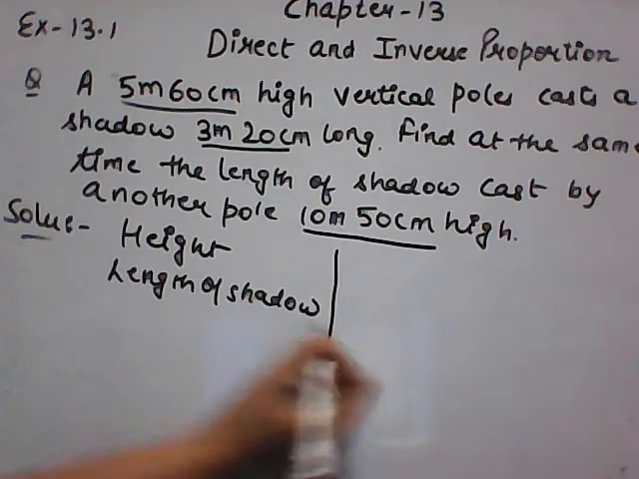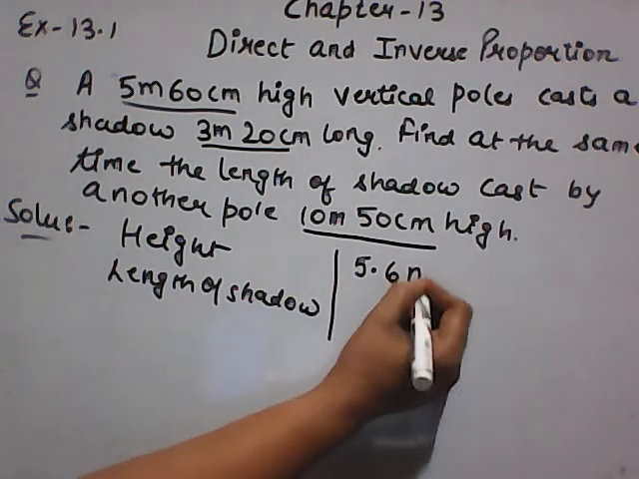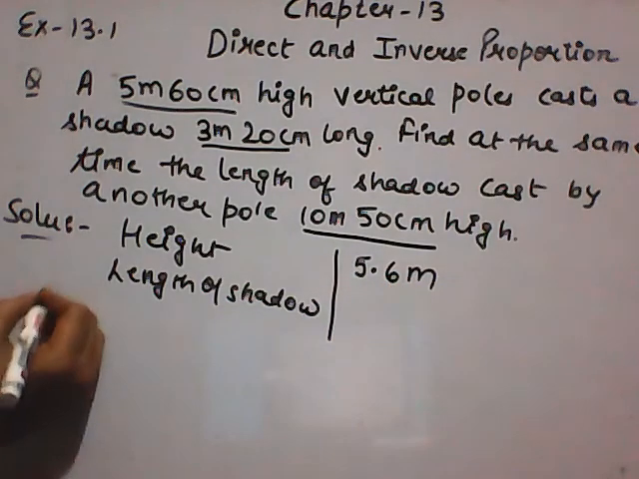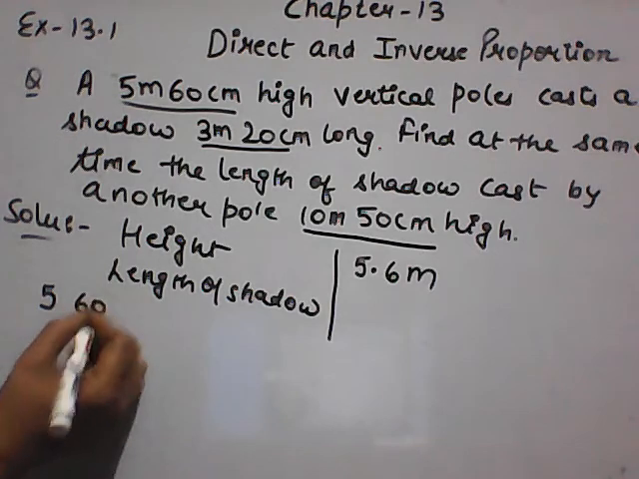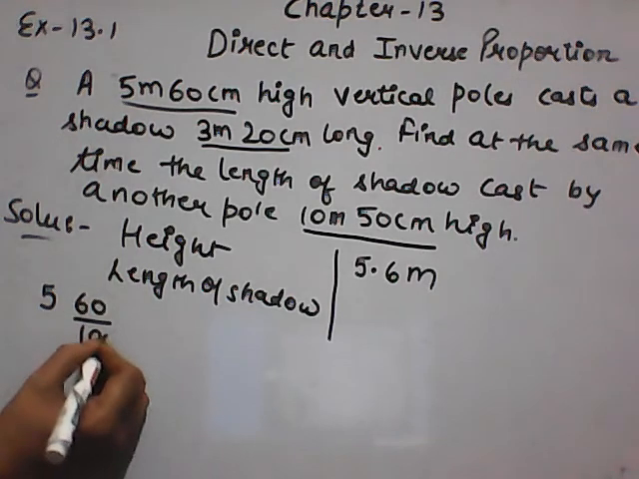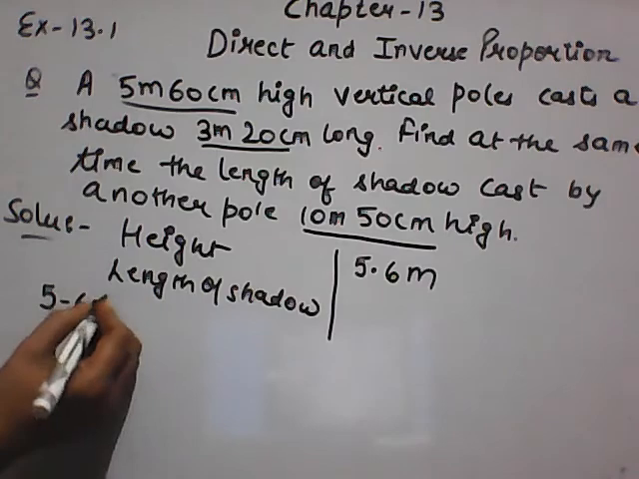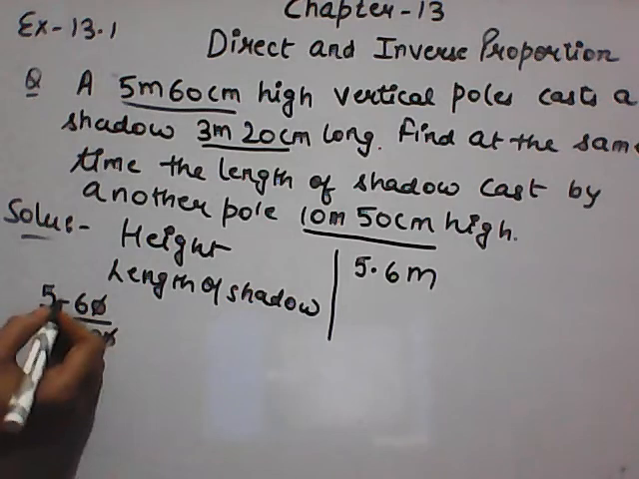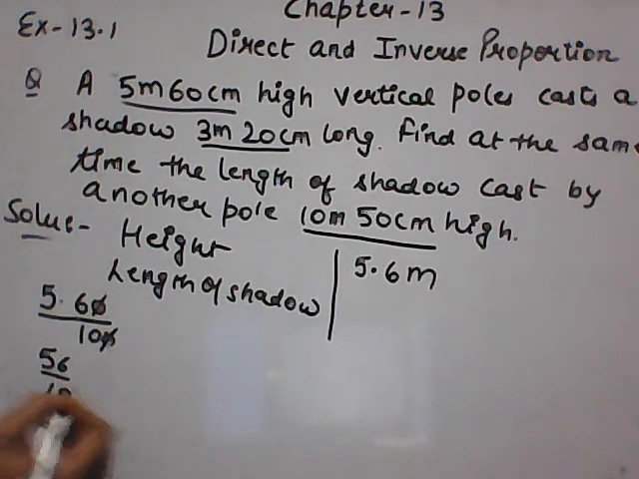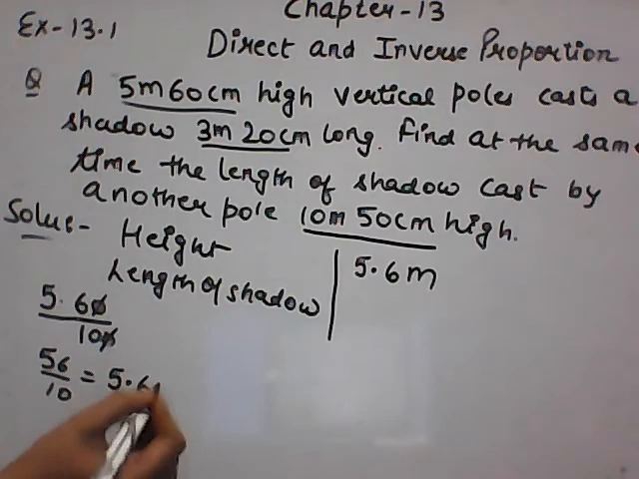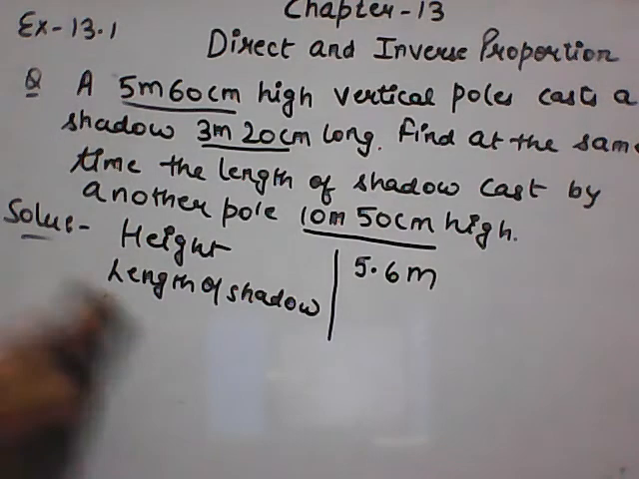Now 5 meter 60 centimeter can be written as 5.6 meter. How can we write it as that? Here, 5 meter 60 centimeter. We know that 60 centimeter can be written as 60 divided by 100. The 0 is cancelled out with the 0. It is 6 divided by 10, so 5 meter 60 centimeter is 56 divided by 10, which can be written as 5.6 meter. In this way, you can convert meter and centimeter to meter.